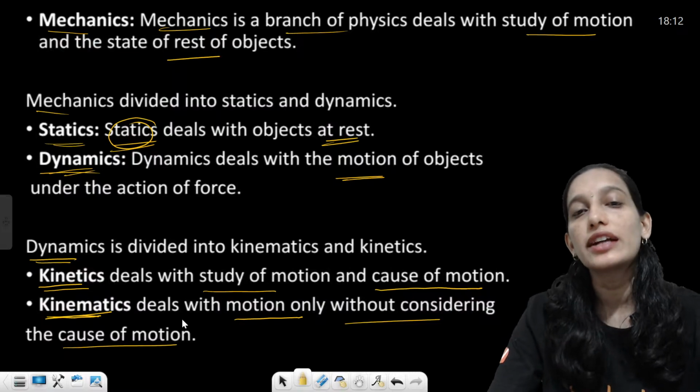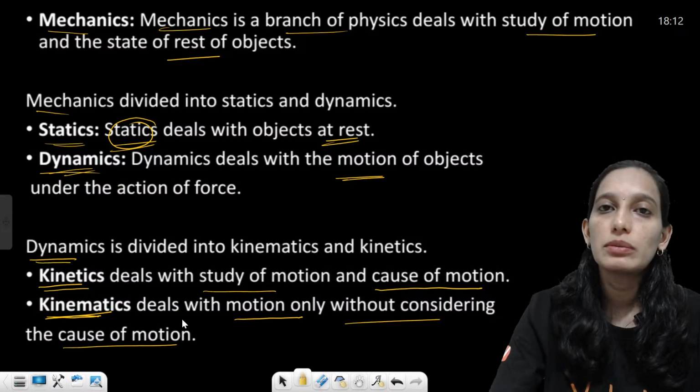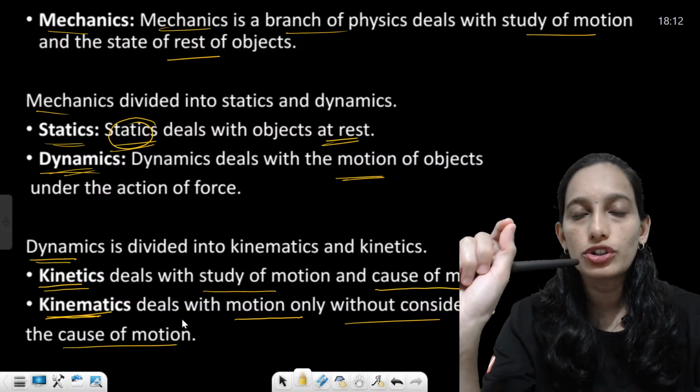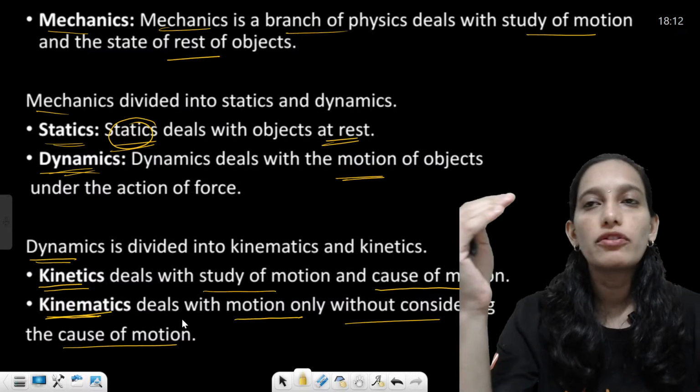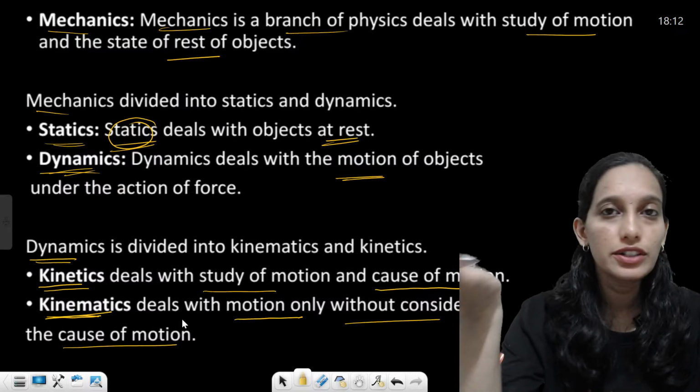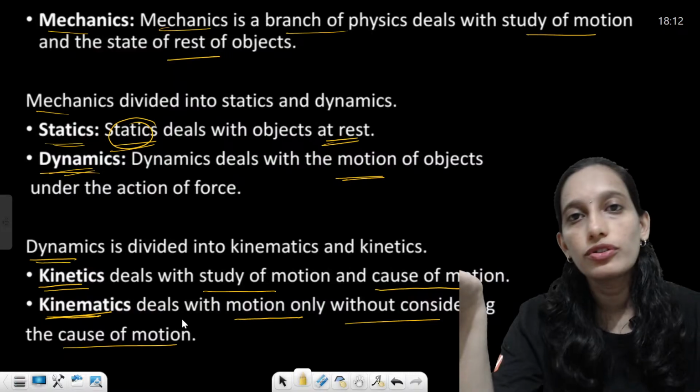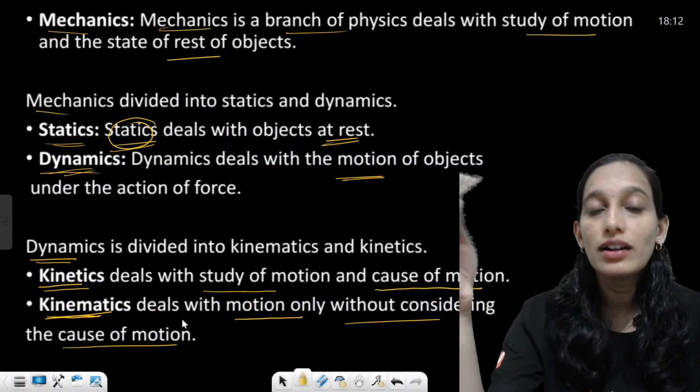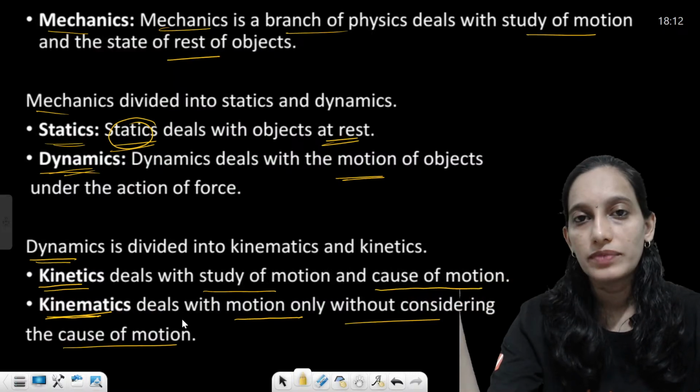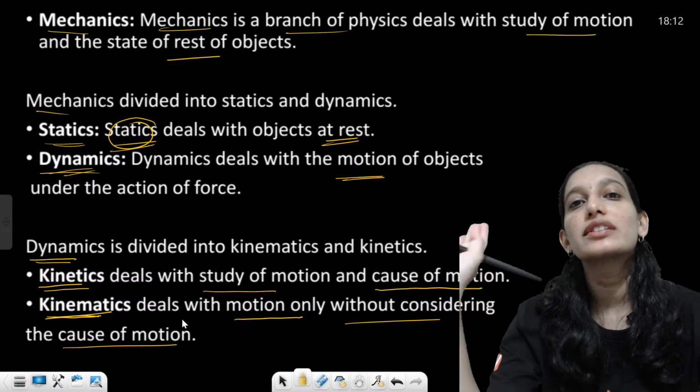We only try to describe the motion of the body. We'll just see whether the object is in motion. Okay, it is in motion. What type of motion it is, we try to see whether it is a uniform motion or non-uniform motion, acceleration, and so on. So all those things we try to see. But we never bother to see what is the nature of the force.